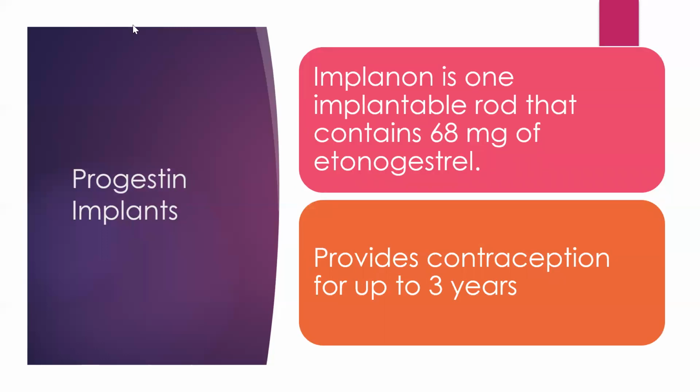Next, we have Implanon. So this is contraception for up to 3 years. It's the only implant that's currently available. So this one is going to have one rod that contains 68 milligrams of etonogestrel, which is an active metabolite of desogestrel. So overall serum progestin concentration is going to be lower than that Norplant. Norplant's no longer available in the United States. Since this one is only one rod, insertion and removal are simpler than the, what's it called? Norplant, sorry.